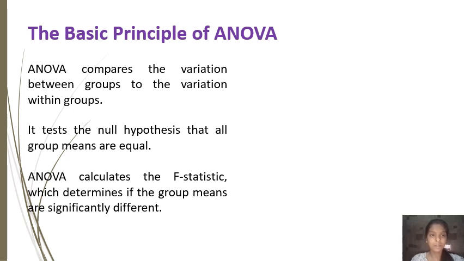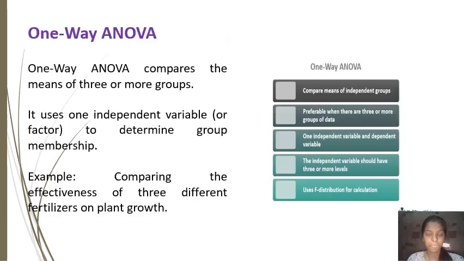First, ANOVA compares the variation between the groups. Next, it tests the null hypothesis, whether the means are equal or not. Next, it calculates the F statistic, which determines whether the group means are significantly different.